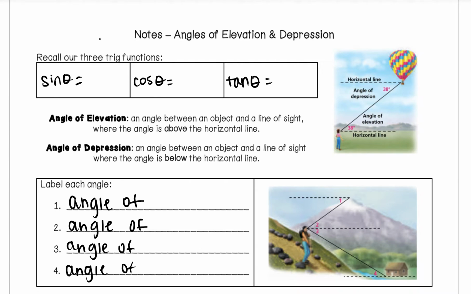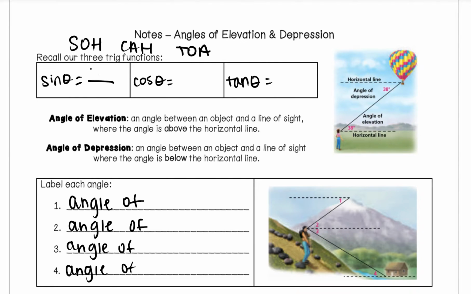In this video, I'll be going over our notes for angles of elevation and depression. So to recall our three trig functions, let's start with that just to remind ourselves what we're going to be doing once we are identifying these angles. Our three trig functions help us find the missing sides or angles of a right triangle, and we remember them using the abbreviation SOHCAHTOA. So this helps us remember what order to put these in.